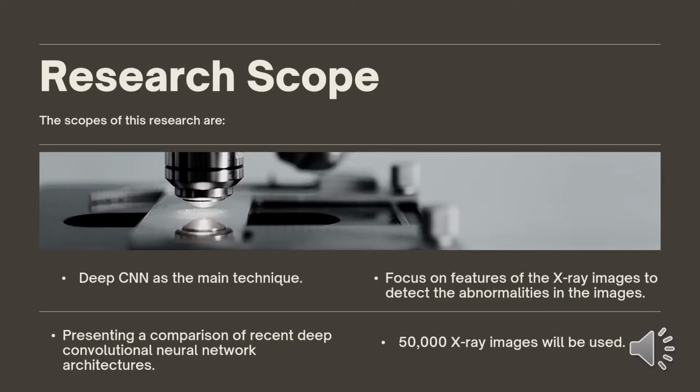Research scope. The scopes of the research are: first, deep convolutional neural network CNN as the main technique. Second, presenting a comparison of recent deep convolutional neural network architectures. Third, focus on features of the X-ray images to detect the abnormalities in the images. And lastly, 50,000 X-ray images will be used.